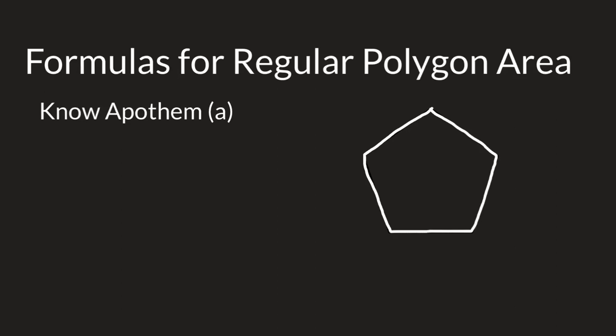Okay, we're going to derive some formulas for regular polygons. Let's see. Our first one, what happens if we know the apothem? So little a. We're going to start with our basic formula. The area of any regular polygon is 1/2 of the apothem times the number of sides times the side length.